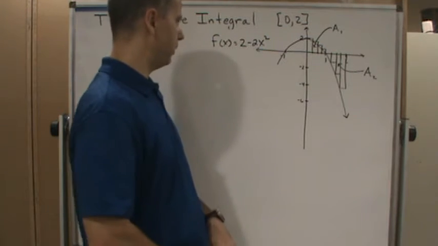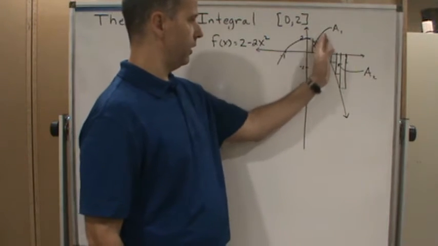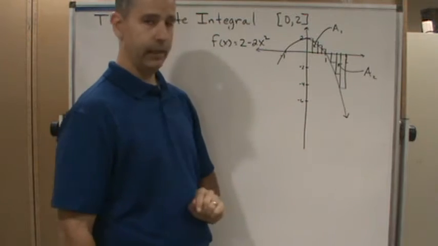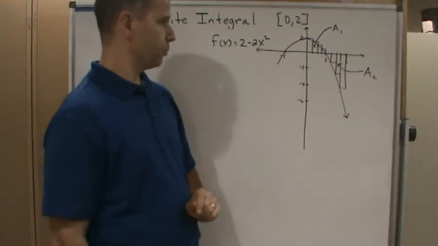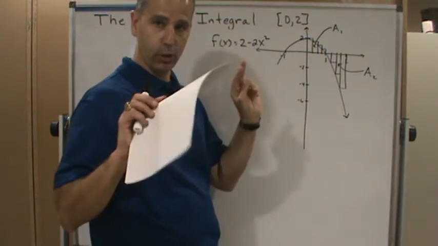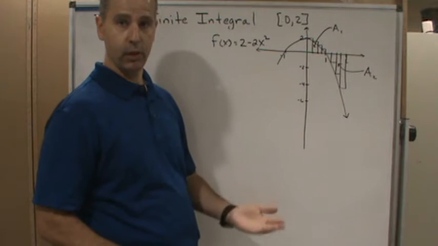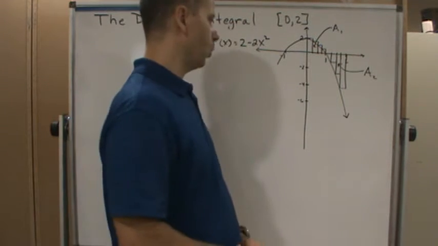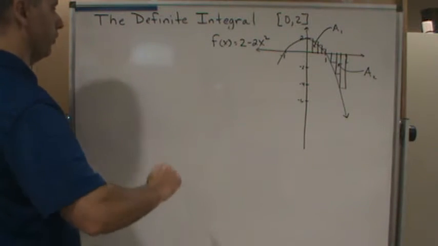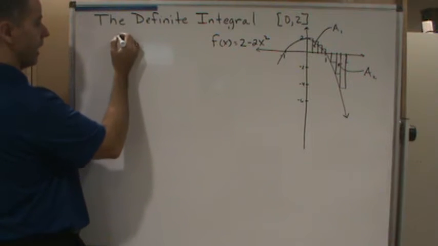So here's an example of a function over the interval from 0 to 2. That part of the graph is above the x-axis and the other part of the graph is below the x-axis. So how do we handle this area under the curve when the curve is below the x-axis? Well, let's go back to Riemann sums, right? So if we are going to look at the Riemann sums, what are we going to do?